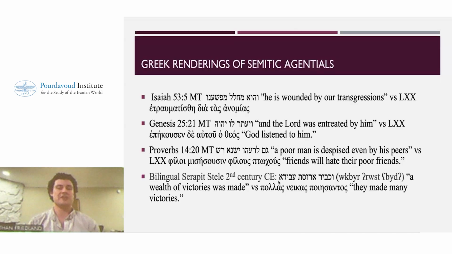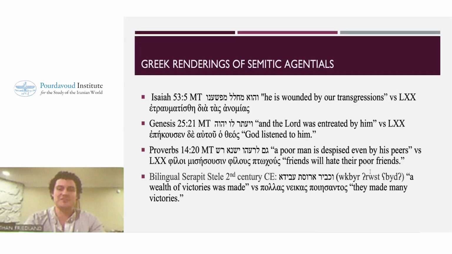The Greek rendition of the Hebrew agential is inconsistent, but most often it seems to capture the active meaning that the agential in truth conveys. So, for one, we have the Septuagint rendering the Masoretic text of Isaiah 53:5, "He is wounded by our transgressions," as exactly the same thing, making use of a passive verbal form. On the other hand, the Septuagint renders the Masoretic text Genesis's nifal construction, "and the Lord was entreated by him," as active: "God listened to him." Compare also the passive nifal construction in Proverbs 14:20, "a poor man is despised even by his peers," with the Greek, "friends will hate their poor friends." Again, translating with the active sense we've come to expect when you're not offering horrid wooden translations to prove a point about the agential construction.